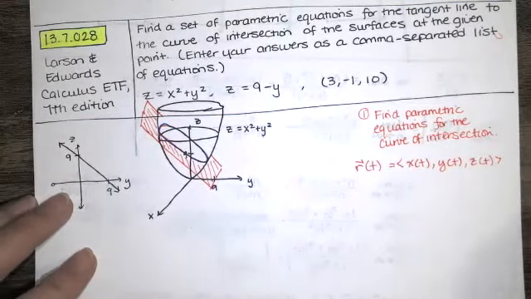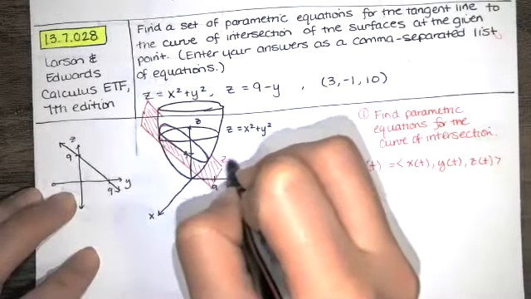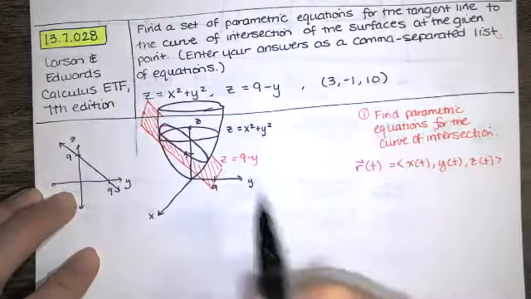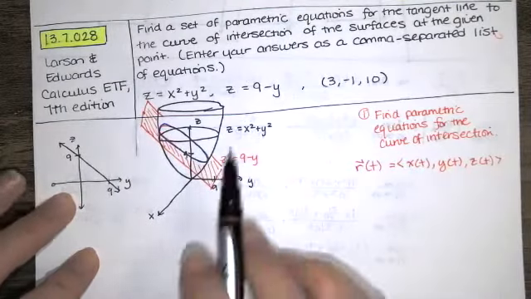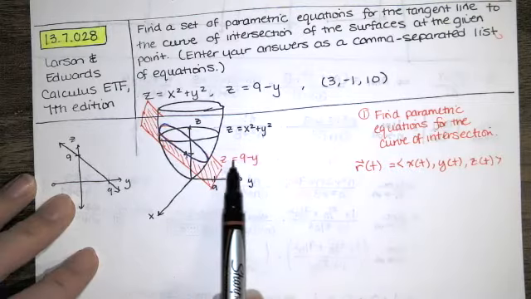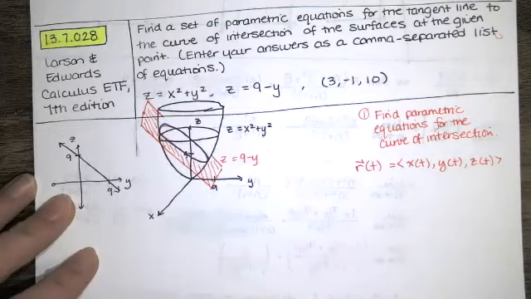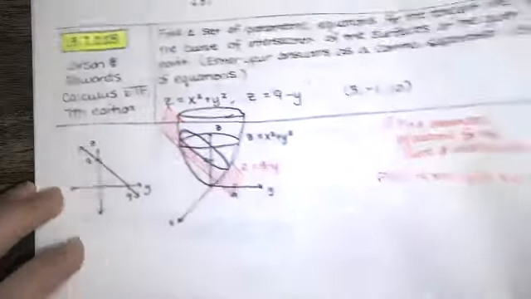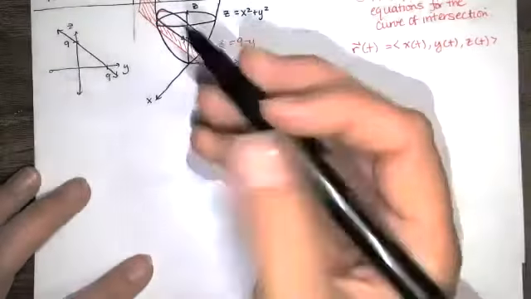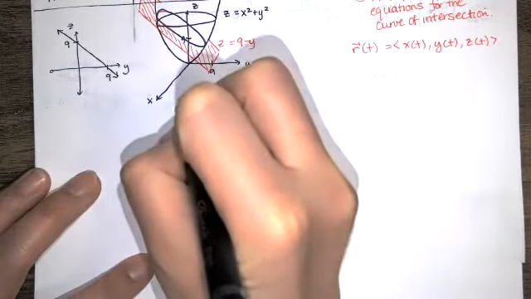Okay, well, I know that on this plane, z is equal to 9 minus y, and on the elliptic paraboloid, z is equal to x squared plus y squared. So I can set this z value equal to this z value, and that is where we'll have this curve of intersection. So we're setting z1 equal to z2.